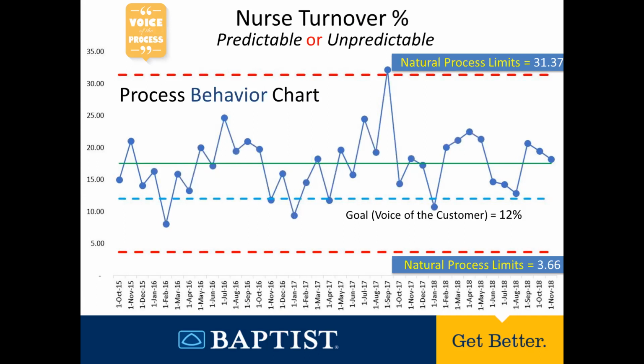Now, when a process is unpredictable, like this one is, the process behavior chart helps you to identify those signs of exceptional variation. And you may remember from past videos, there are 3 rules in total that we are using to identify signals of exceptional variation. This chart has rule number 1 for a signal of exceptional variation. And that's when points fall outside the limits of a process behavior chart, when they're above or below those red dashed lines.